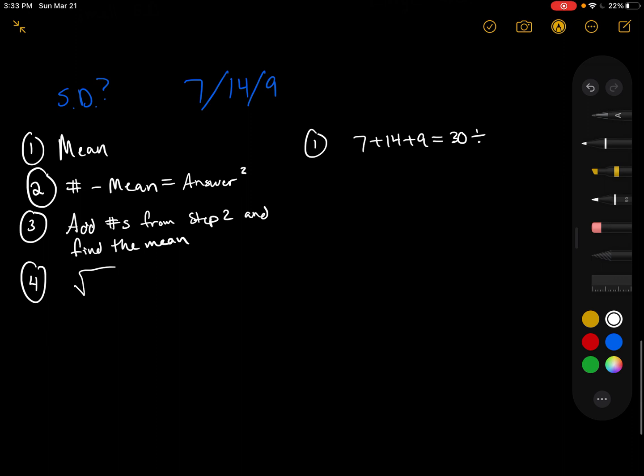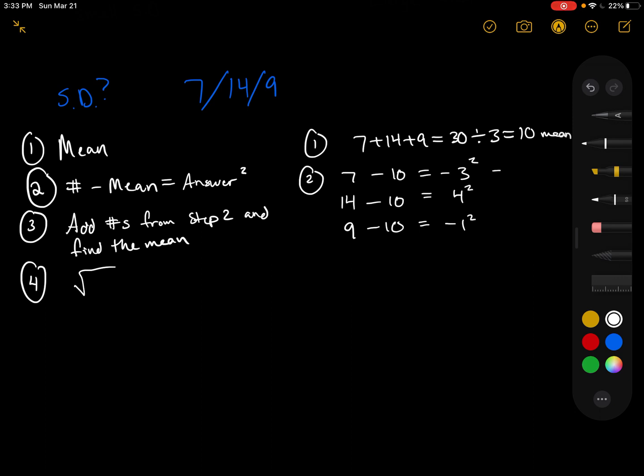Okay, so let's go through these steps. Step number 1: 7, 14, and 9 add up to 30. We divide that by the 3 numbers in our data set, and we have a mean of 10. If that was too fast and you don't know what I did, take a look back at that first video that we posted. That's how we find the mean. Again, add it, divide by the number of numbers. Second, for 7, 14, and 9, we are now going to subtract each of these from the mean. So I'll have minus 3, 4, and minus 1. And we take these answers and we square them. So we have positive 9, positive 16, and positive 1.